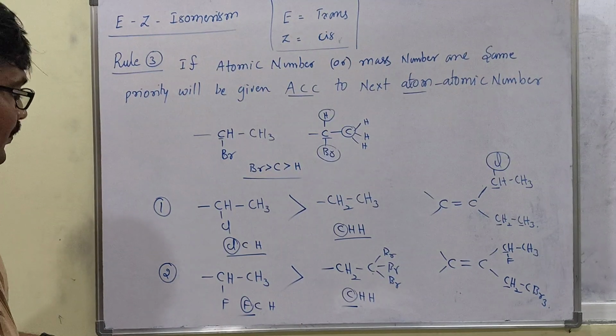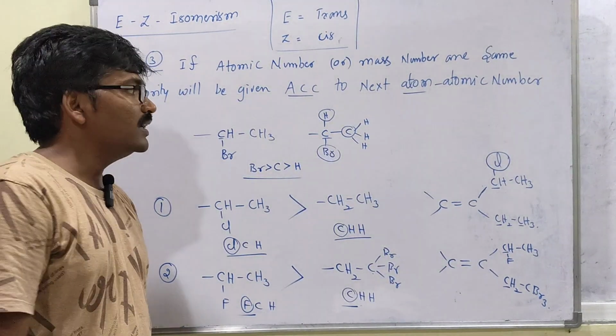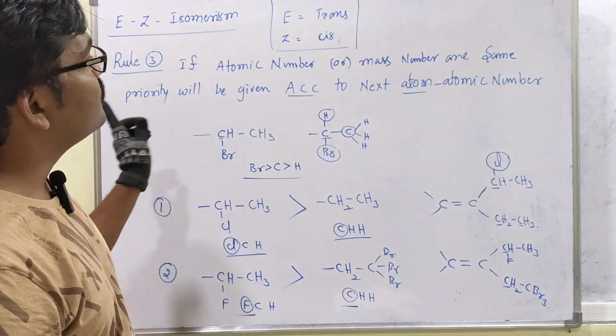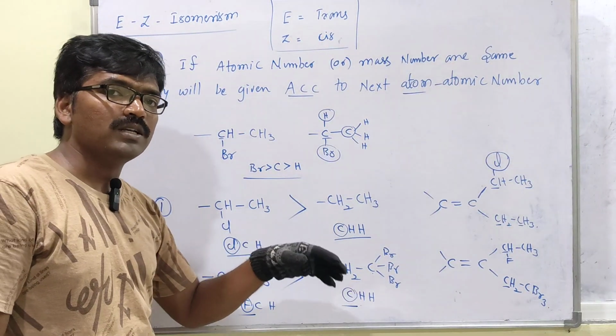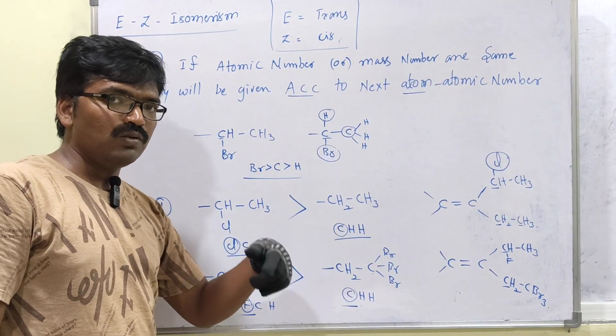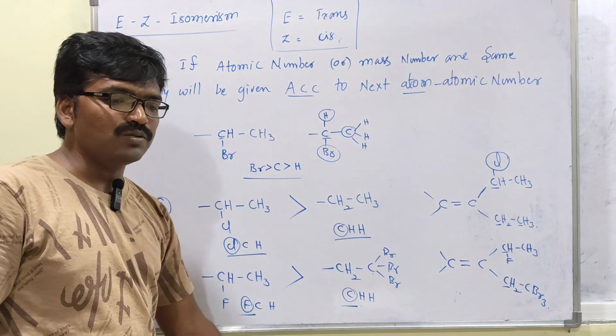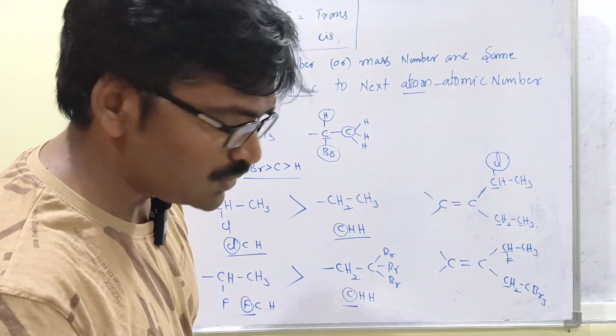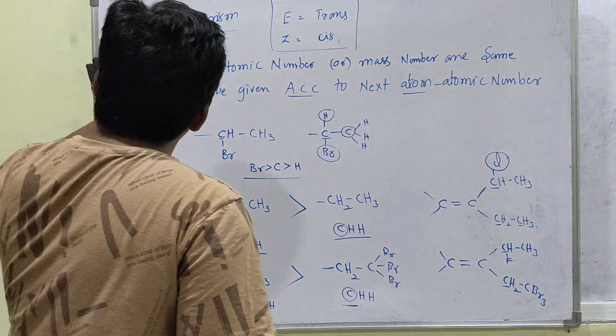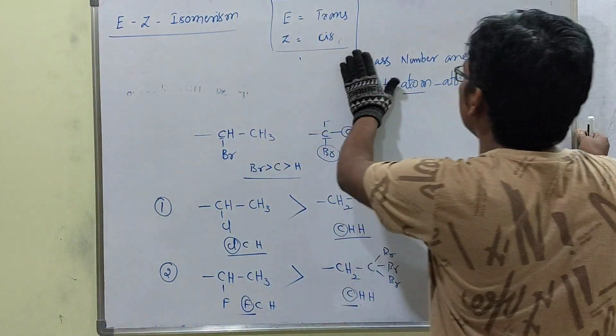So like that. Are you getting my point? Yes, my dear students. In case the first atom's atomic number and mass number are the same, you have to go for the next atom. If the next atom is also the same, then the next atom. So you have to take like that. So for example, the last and the third rule itself, one more example, very, very important.